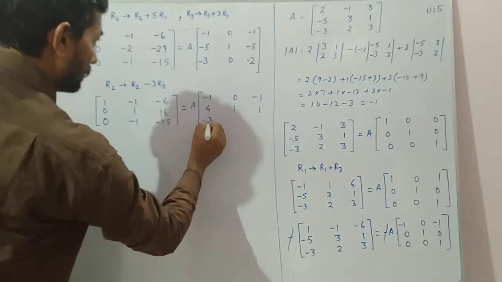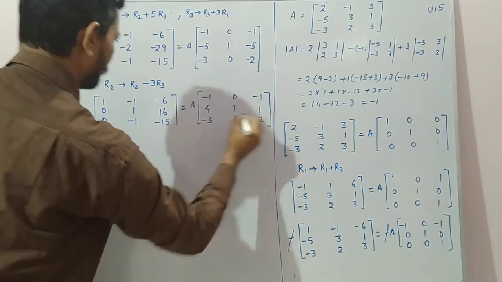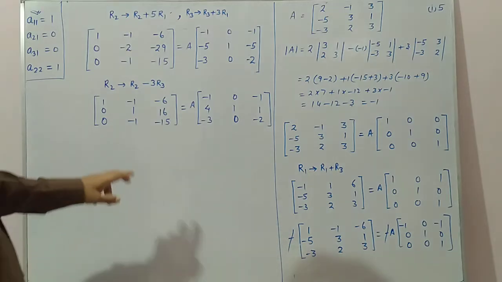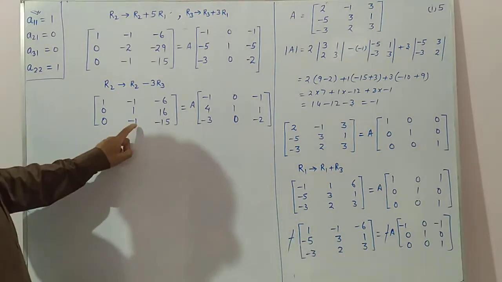And this is minus 3, 0, minus 2. So row 2, that is 0, minus 1, minus 6, 0, 1, 16, 0, minus 1, minus 15. On the right hand side, minus 1, 0, minus 1, 4, 1, 1, and minus 3, 0, minus 2. Next, we can make this one 0.